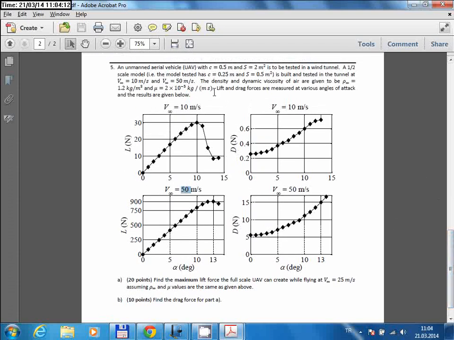So normally, the aerodynamic coefficients should be independent of speed if the flow conditions are the same. But here, if you look at the data, you clearly see that they are not. The aerodynamic coefficients are different. That means the flow conditions are not the same. And this should give you a hint that we are given the dynamic viscosity value for the air, right? So we should calculate the Reynolds number. And these two graphs are obtained for 2 different Reynolds numbers. So the first step should be to calculate the Reynolds numbers.